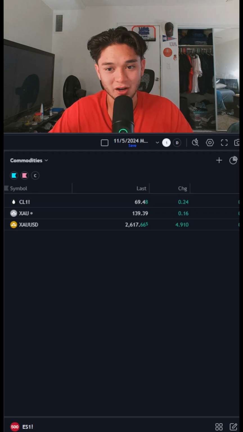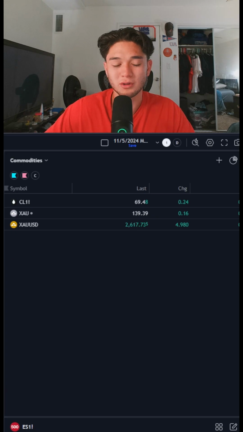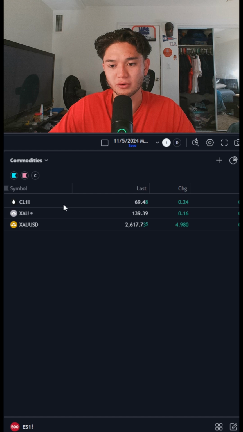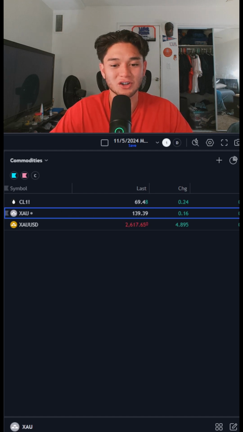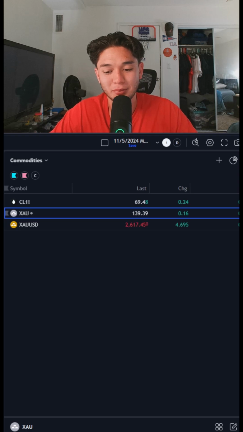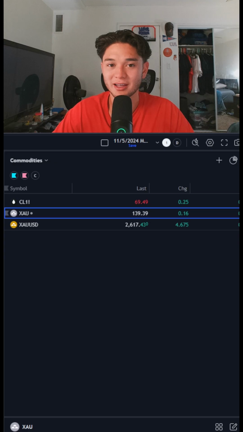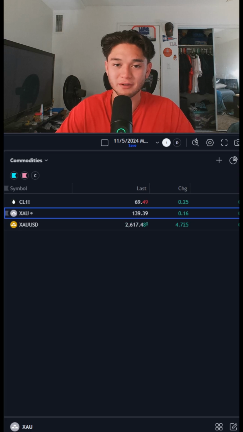Then we have commodities. These are real life assets, like gold and silver and crude oil. These move a little bit slow day to day, but you can trade them if you would like. It's up to you again. And if you want to look up more commodities or indices, or any of these sections, just go on Google and you can find even more.